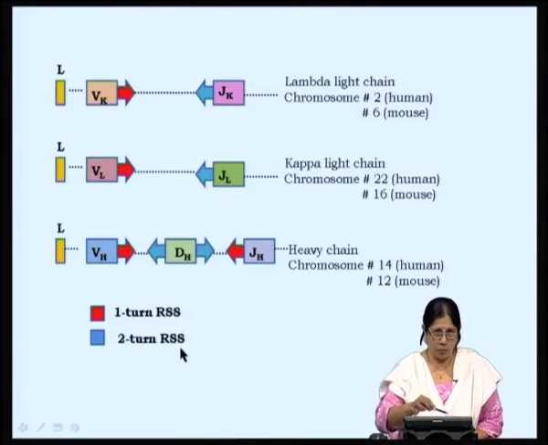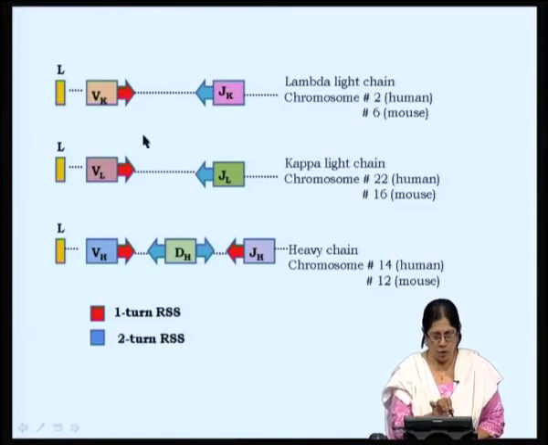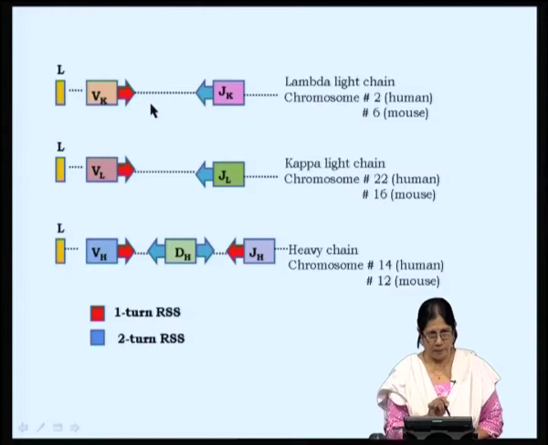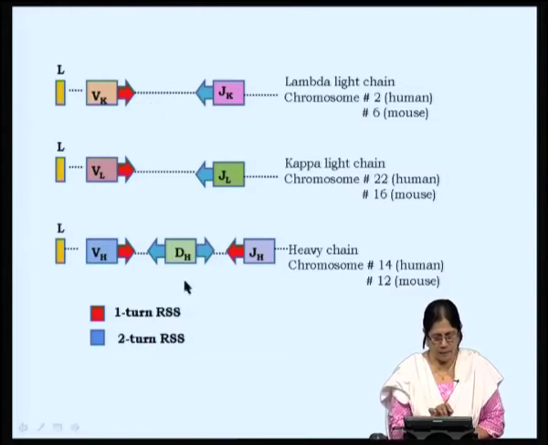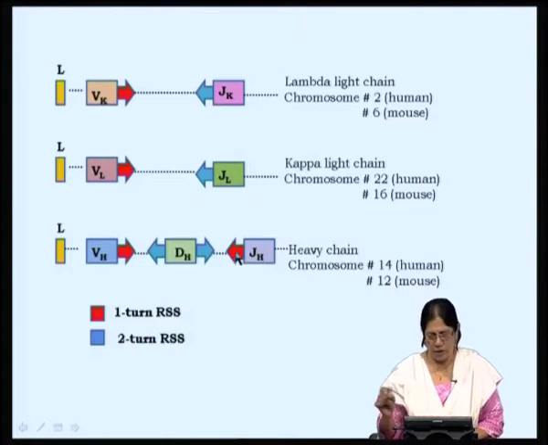Now, this is what would be required in case of the lambda light chain assembly as well as kappa light chain assembly. Since there are 3 segments on the heavy chain, the two RSS rule would need to be modified, and this has been modified in the following way. The 2 turn RSS, as depicted, are present on the 5 prime and 3 prime side of every D region segment, and the corresponding 1 turn RSS are present on the 3 prime side of every V gene segment and the 5 prime side of every J gene segment.